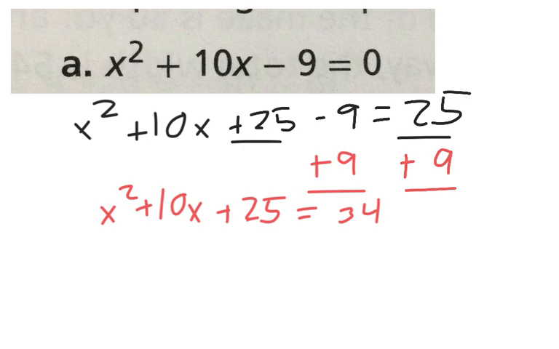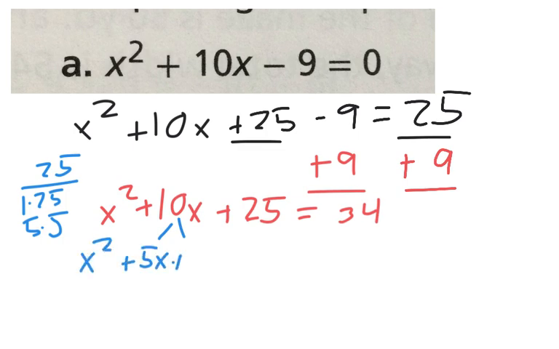Now what's on the left? This is a trinomial, ax squared plus bx plus c. If I do a times c, I get 25. What multiplies to be 25? 1 times 25 and 5 times 5, which combines to be 10. Well, the only thing that can combine to be 10 would be 5x and 5x. So I've got x squared plus 5x plus 5x plus 25 equals 34.